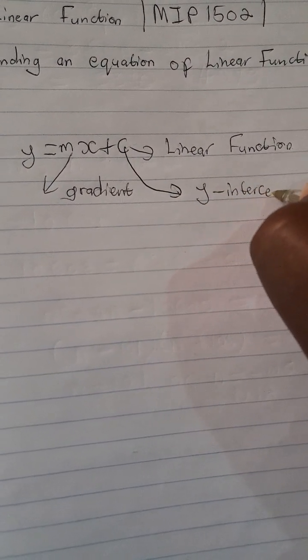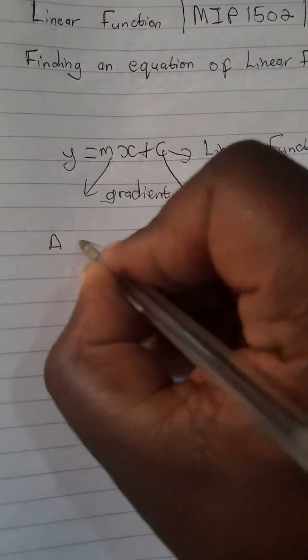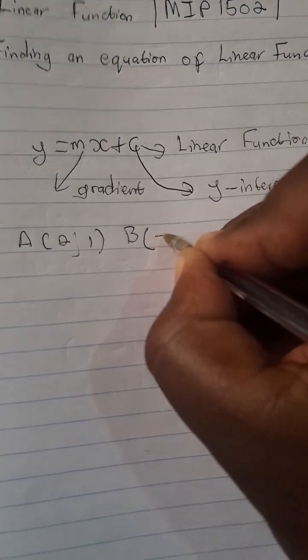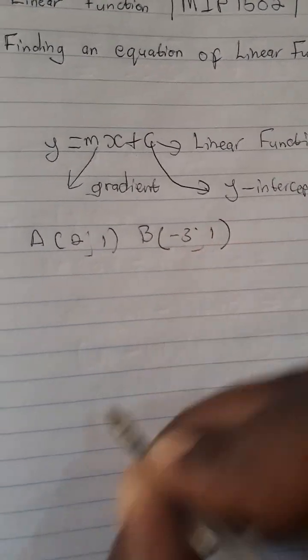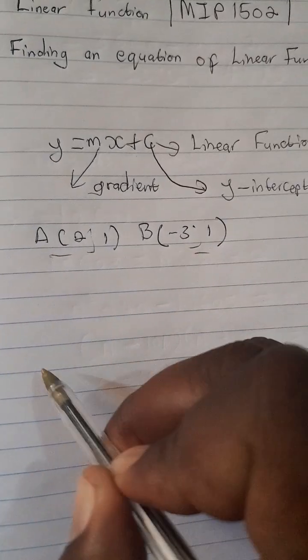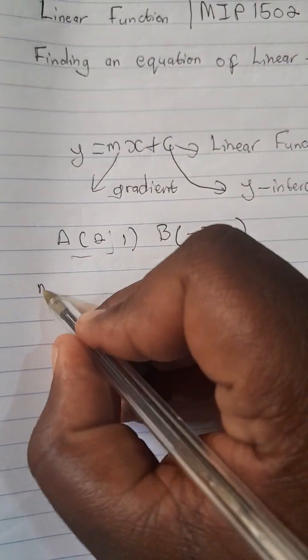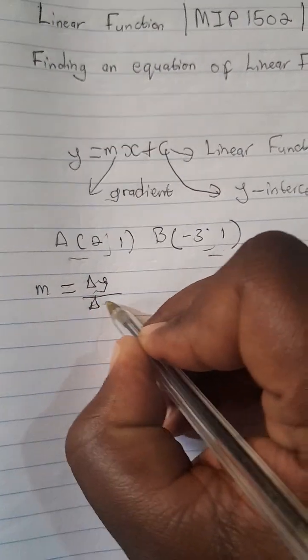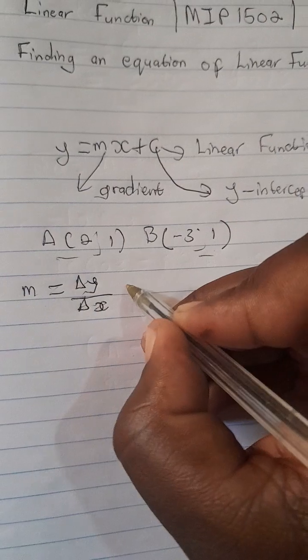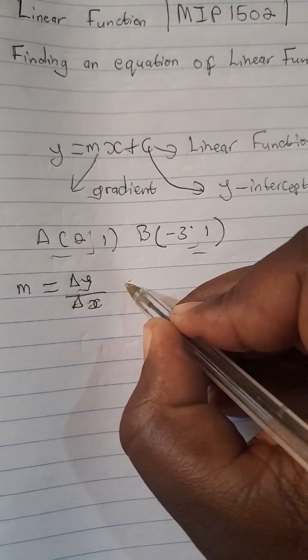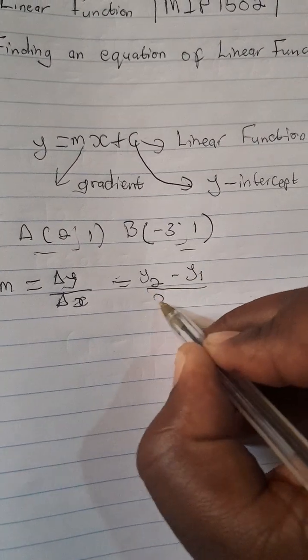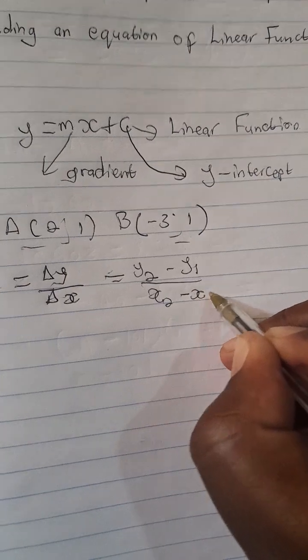So consider we were given 2 points here. Maybe let's say you're given (2, 1) as A, and for B we're given (-3, 1). So we need to find an equation. To find an equation, you must have 2 points. But first things first, you have to calculate the gradient. The gradient will be change in y over change in x. This is delta, so it means change in y divided by change in x, which is the difference of y2 and y1 over the difference of x2 and x1.